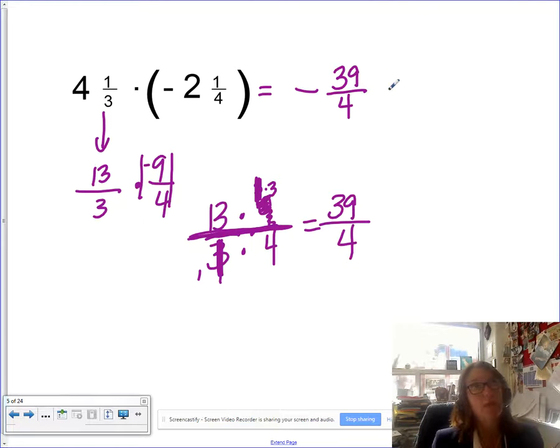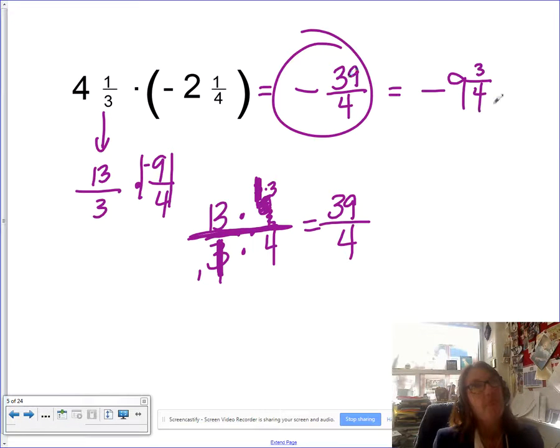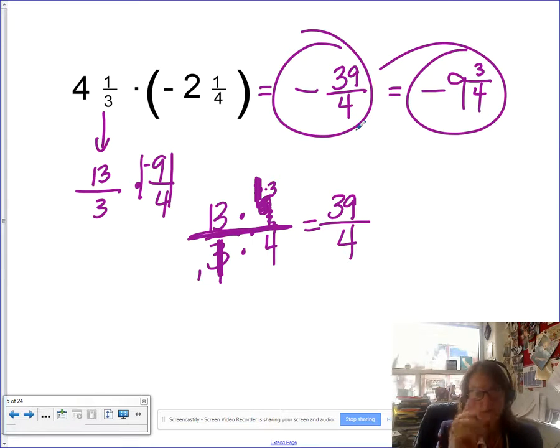We've trained you really well to turn this thing back into a mixed number. Say, 4 can fit into 39 9 times, that's 36. I'd have a remainder of 3. Okay? I am totally fine with you leaving your answer as an improper fraction, unless it specifically tells you you have to change it. But make sure you have that negative sign.